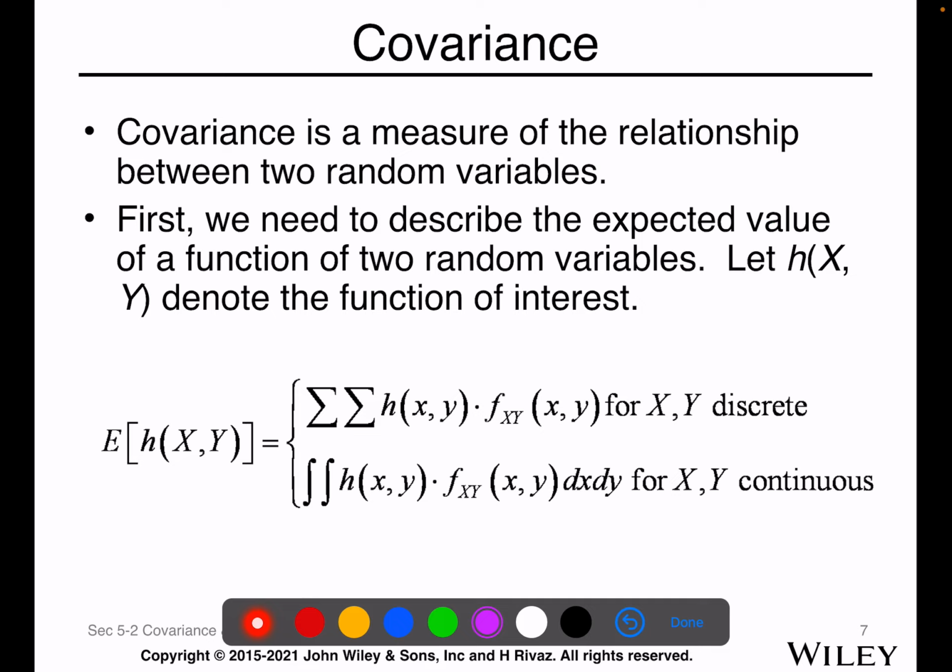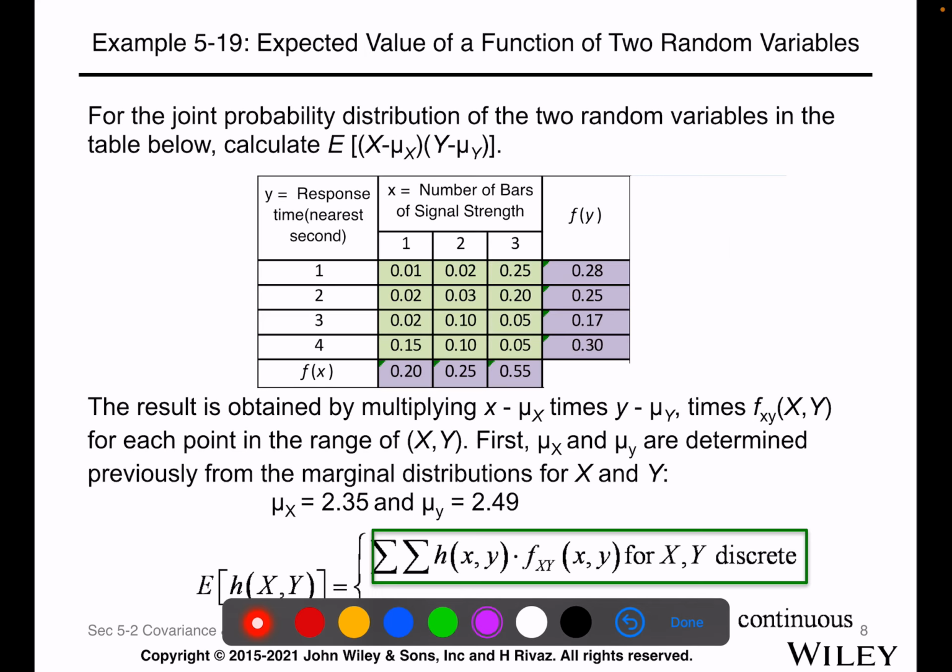So before we actually calculate covariance, we need to use this equation. The expected value of a function is equal to that function multiplied by the joint probability, summed over your entire sample space. Or if you're in the continuous domain, again the same equation, but integrated over your entire sample space. Okay? So let's look at an example of how we can use this.